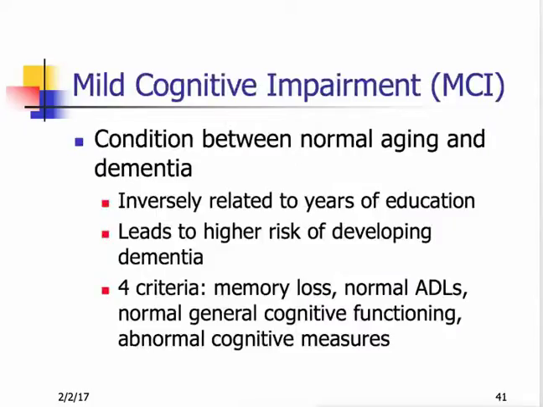Okay, that almost concludes the talk. I just wanted to mention mild cognitive impairment again. This is sort of between normal aging and dementia, so the person could be at risk for getting dementia. The 4 criteria are memory loss, typically normal ADLs, normal general cognitive functioning, and abnormal cognitive measures. So it could be more subtle. That's why some of these cognitive measures are very important. That concludes the lecture for now, and we'll be talking more about the measures I posted.